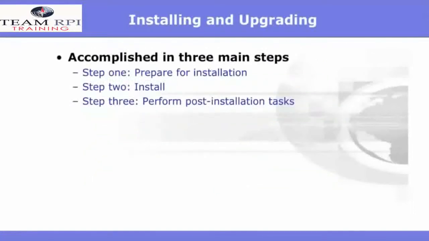The process of installing and upgrading Windows is accomplished in three main steps. Step 1, prepare for installation. Step 2, the actual install. And step 3, perform some post-installation tasks.